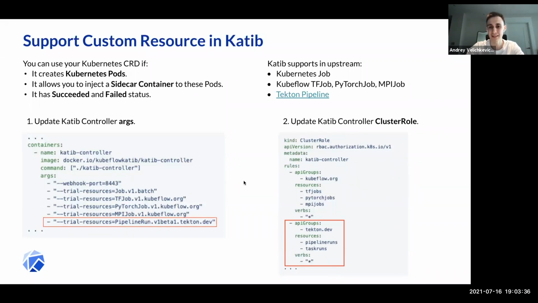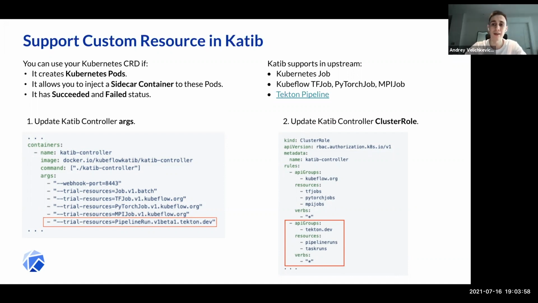Okay, sounds great. The next thing that I really want to talk about is custom resources. Currently in Katib, we dynamically support any type of Kubernetes resources. In the upstream, we currently support TFJob, PyTorchJob, MPIJob, and Tekton pipeline.